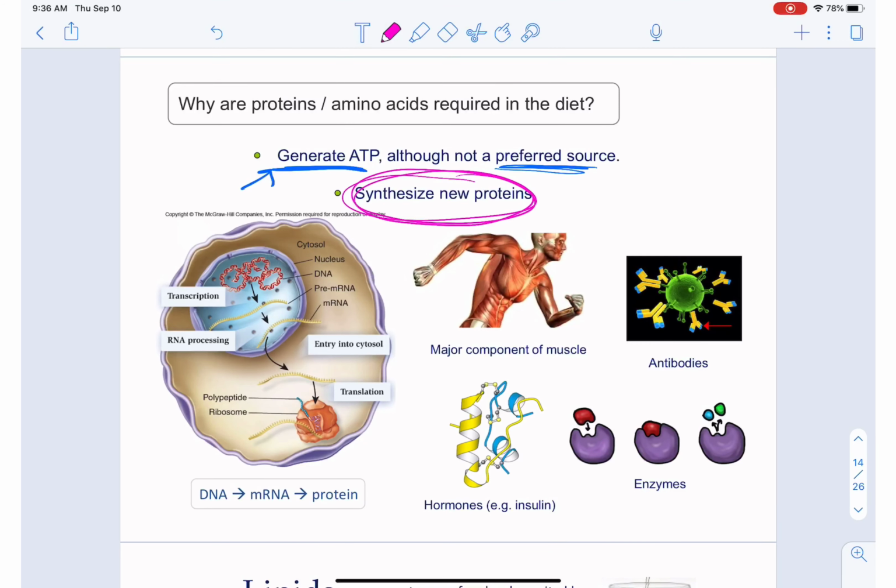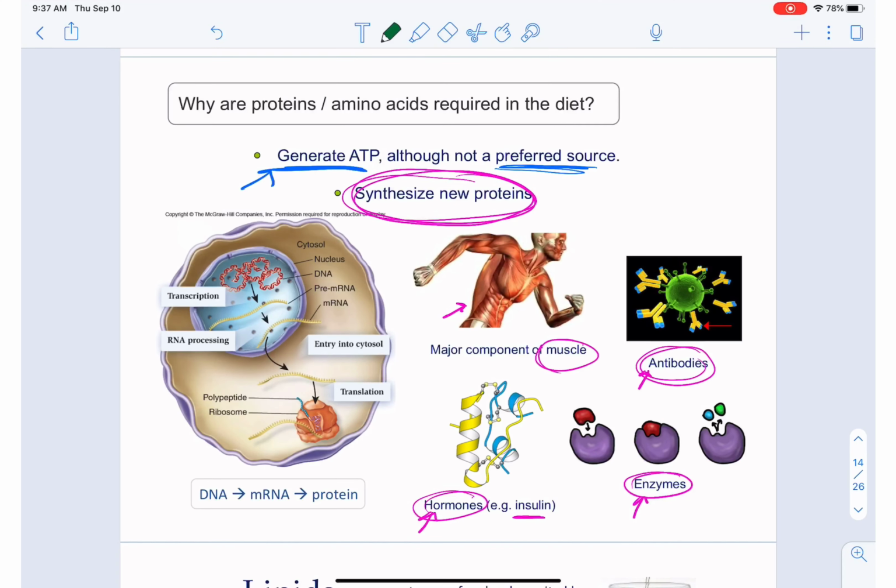There's a lot of structures in the body that are made from proteins. Antibodies, enzymes. There's a whole classification of hormones called protein hormones or peptide hormones, and insulin is one of those. Proteins are a major component of muscle: skeletal muscle, smooth muscle, and cardiac muscle. And so you need proteins in the diet to be able to make all of these different structures so the body is able to function properly.